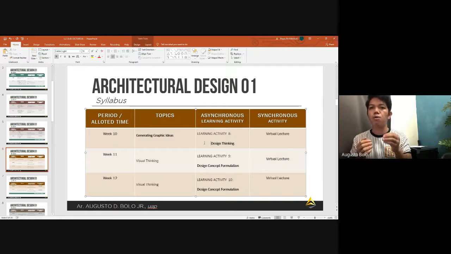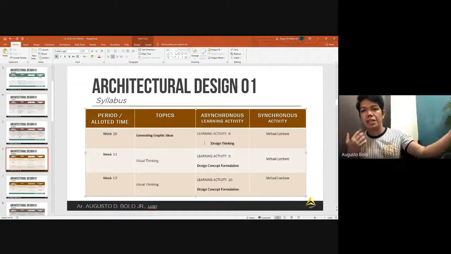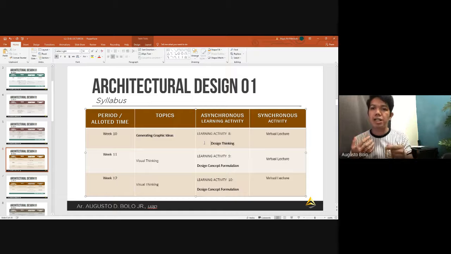It has to conform, number 1, with your existing environment. For example, if you are near the sea, we have to consider materials that will not corrode. Those are considerations that we need to make in terms of designing. We will study what the parameters are in design thinking and conceptualization. Okay, that's for weeks 10, 11, and 12.